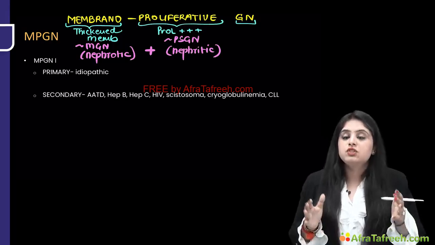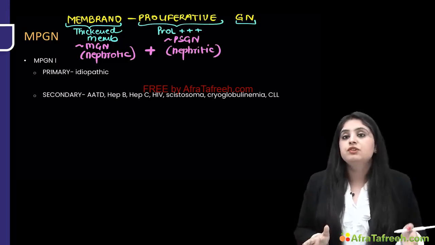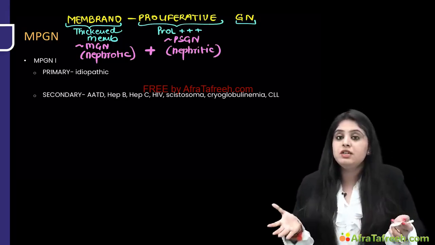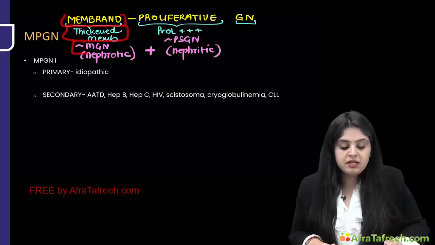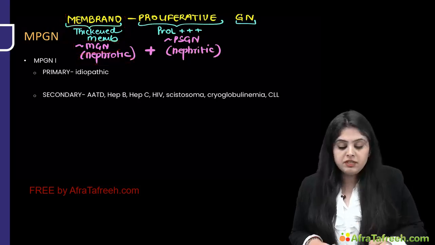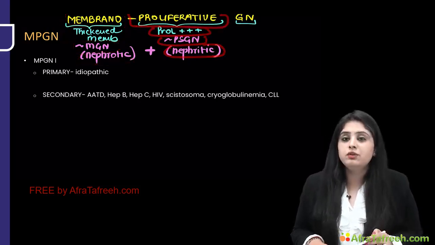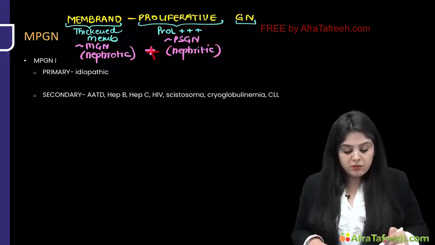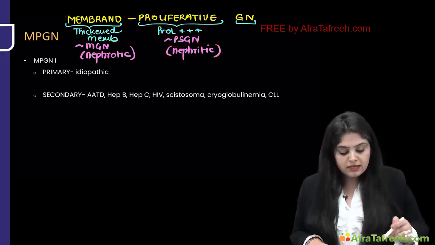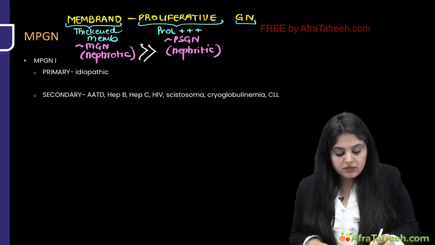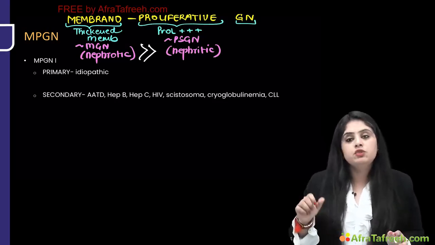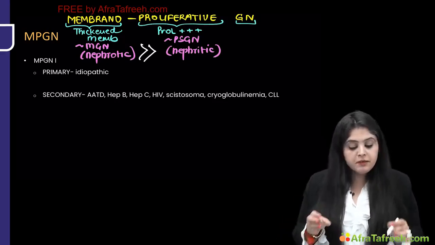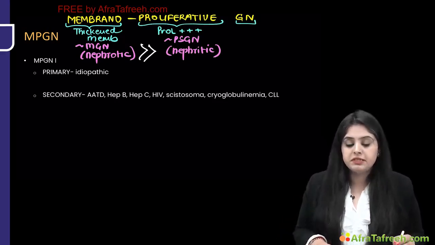This is a condition which can show you overlapping features of nephrotic and nephritic. Repeating, the name only tells me. Membrano word tells me that it has a thickened membrane like membranous, so that is nephrotic. Proliferative word tells me it has a lot of proliferation similar to PSGN, so that is going to be nephritic. It's a combo, but if you have to select one, the reason that I'm teaching you in this segment is it shows you more of nephrotic. So if you have an option of both, that will be your best answer. Otherwise, you go for nephrotic.